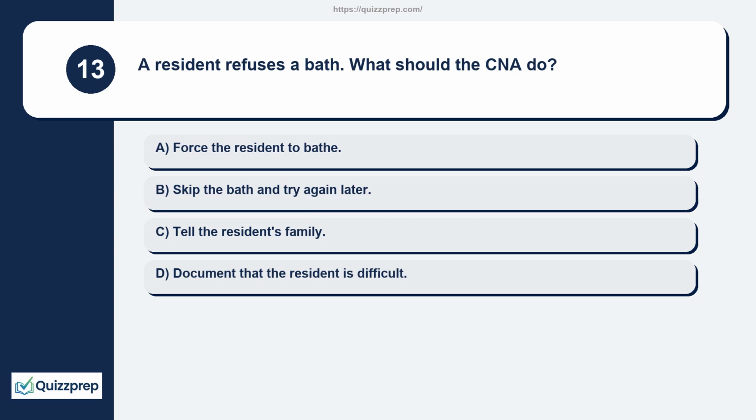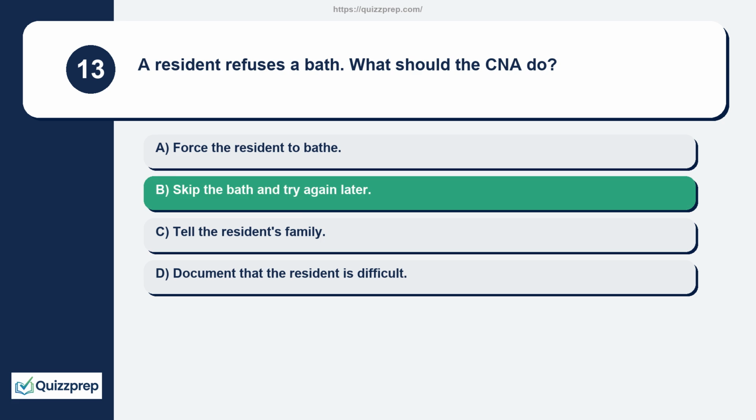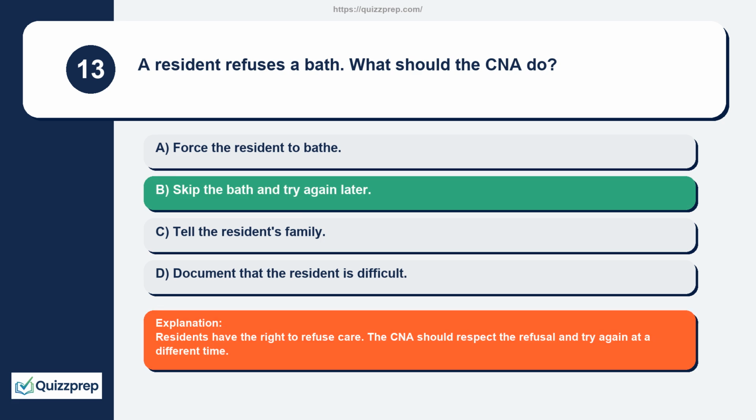Question 13. A resident refuses a bath. What should the CNA do? Force the resident to bathe. Skip the bath and try again later. Tell the resident's family. Document that the resident is difficult. Residents have the right to refuse care. The CNA should respect the refusal and try again at a different time.